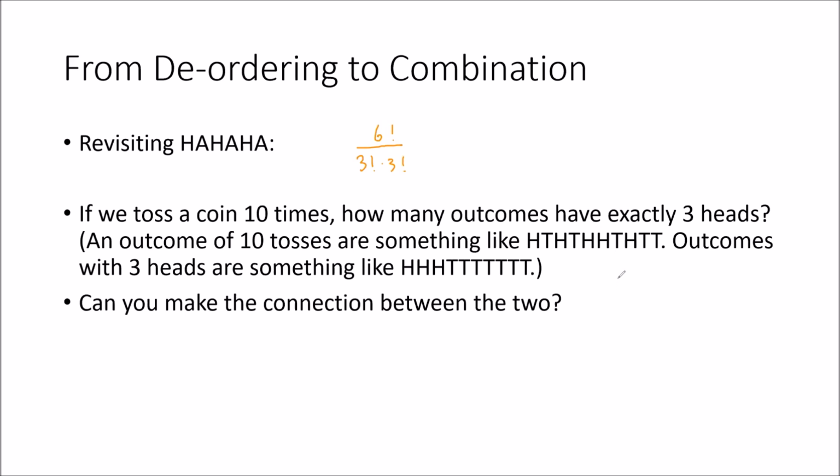Oh, they're the same, essentially. You are ordering 2 types of things, 2 categories. And within each category, there are some objects which are the same. So here you have 3 H's and 3 A's. And for this one, you have 3 H's and 7 T's. So using the idea of deordering, we would have 10 factorial over 3 factorial times 7 factorial.